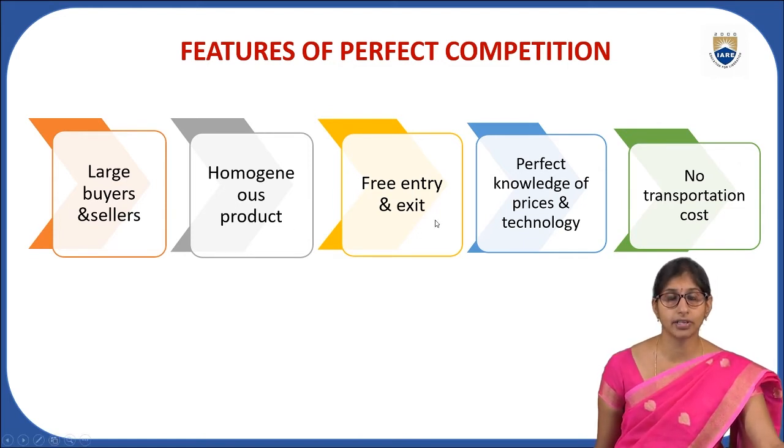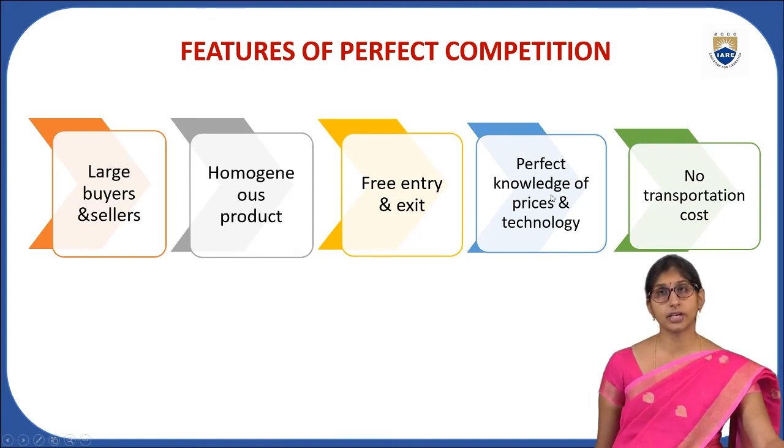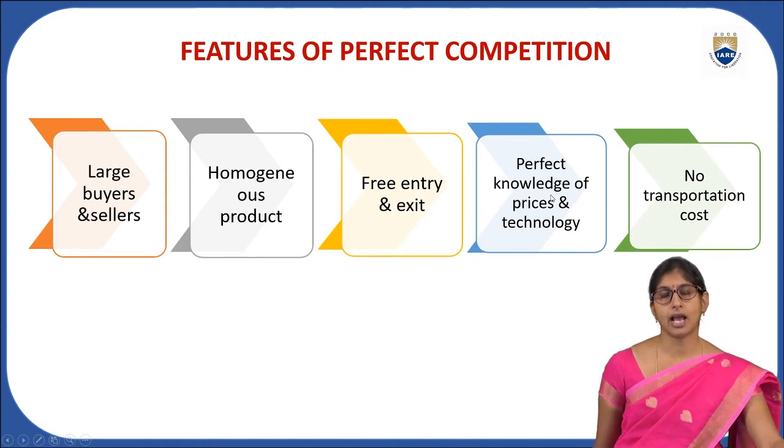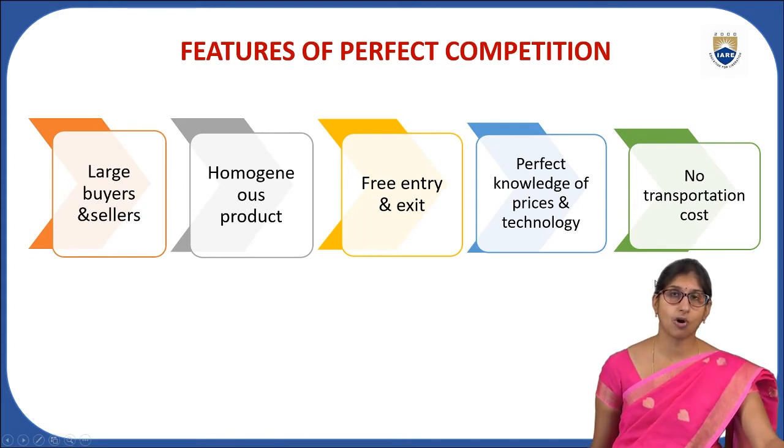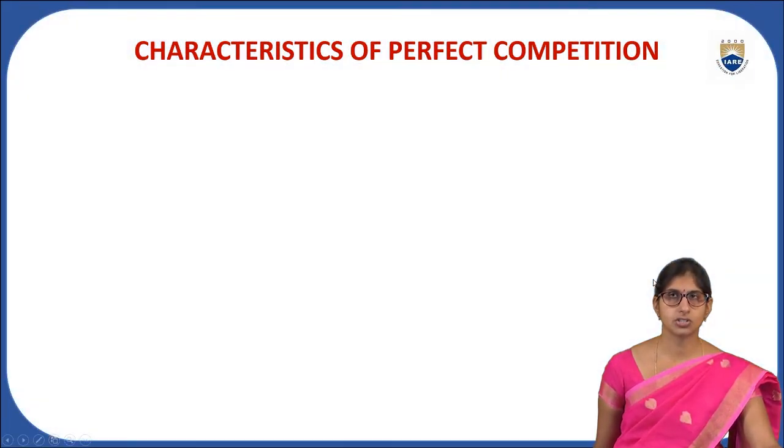As it is free entry and exit, there will not be any restrictions to enter the market. We see more buyers and sellers engage in this kind of pure competition. And there will be perfect knowledge on the part of buyer and seller, not only of price but also of technology. And the last feature is that we will not have any transaction cost for entering or exiting the markets. So these are the features of perfect competition.